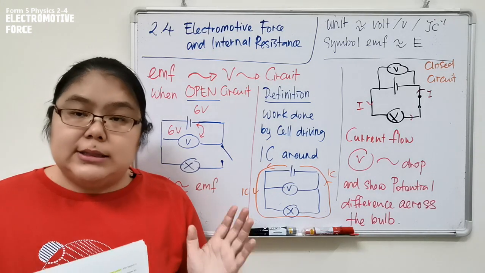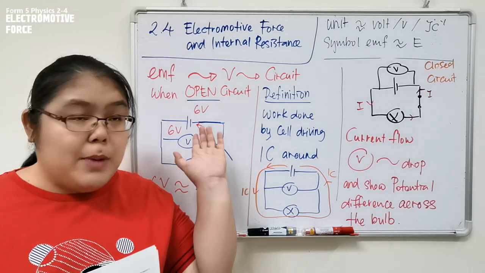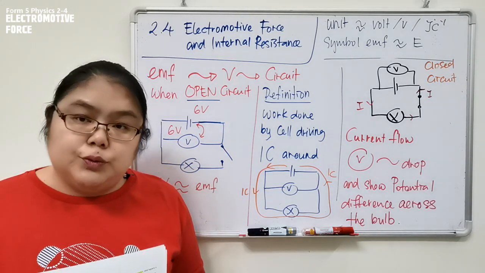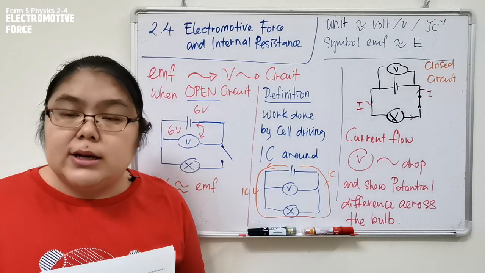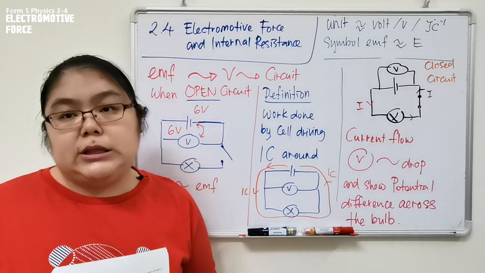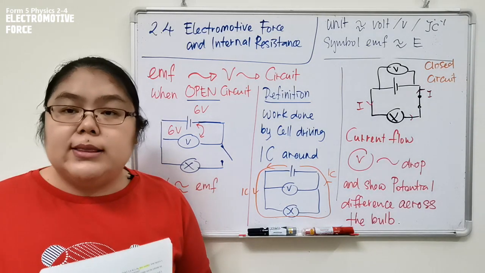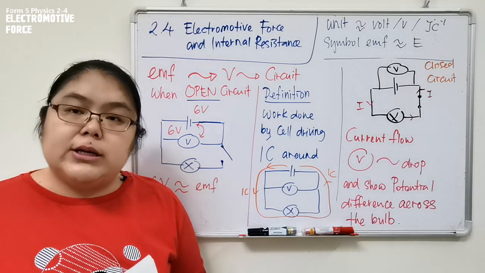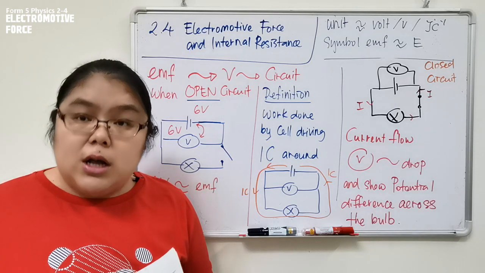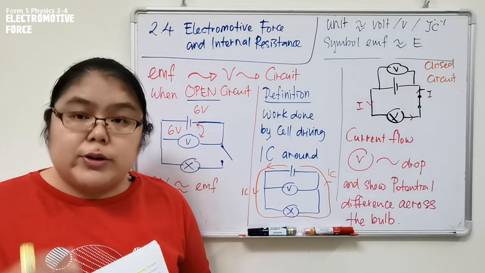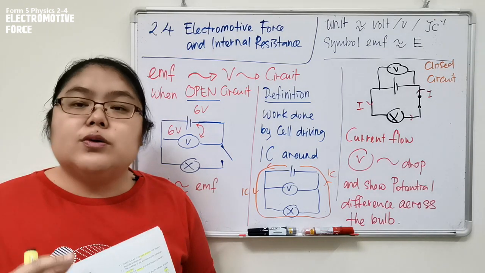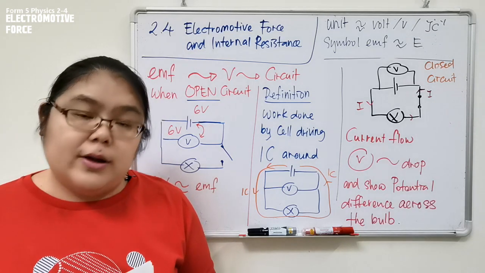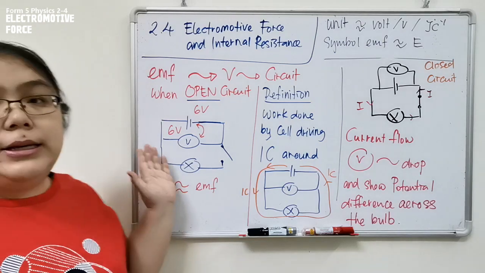So in what situation can we measure the EMF? When the circuit has no current passing through, you take the battery and join it with the voltmeter, then read it when the situation is open circuit. The voltmeter will show the reading of the battery, the potential difference of the battery. This one we don't call potential difference, we call it EMF.